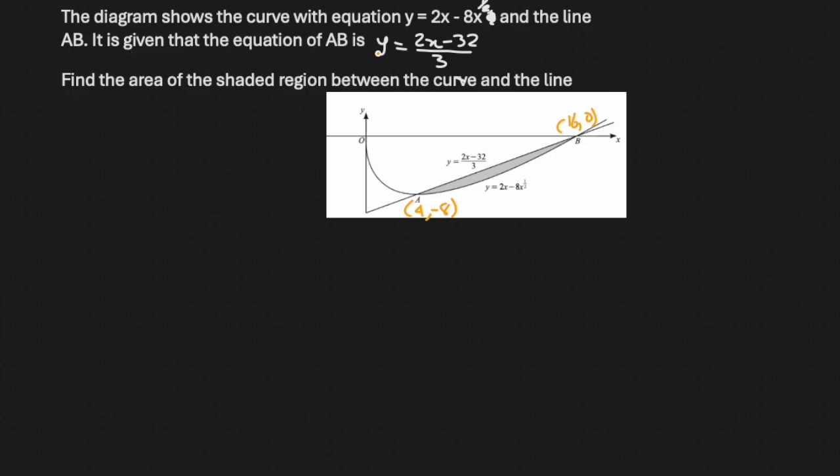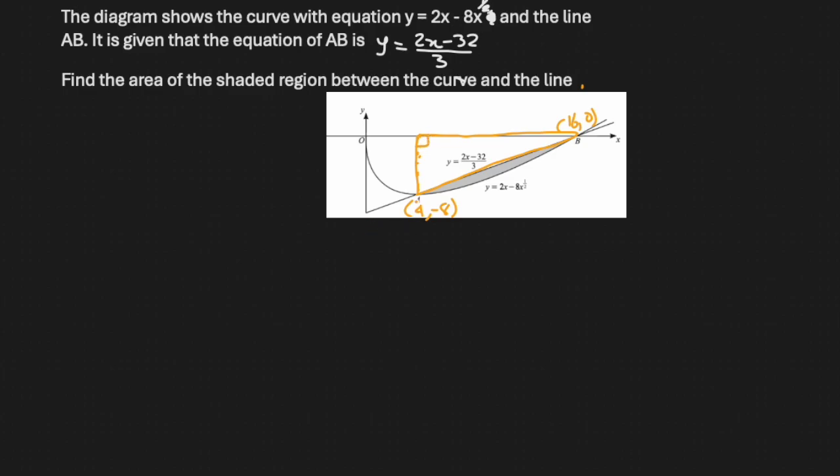It is given that the equation of AB is this. This line AB is this. Find the area of the shaded region between the curve and the line. So this is the shaded area I want. Let's draw vertical lines from A and B. If you look at this, isn't this a triangle? This line and this line and this line. This is a right angle triangle, correct?